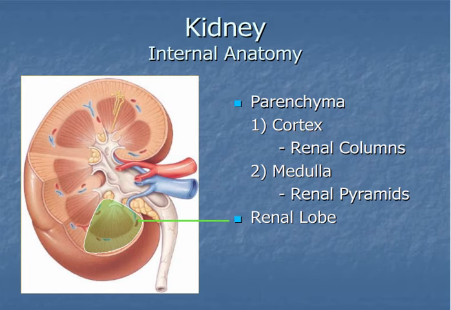Okay, then there's something called a renal lobe. A renal lobe is simply one of those renal pyramids from the medulla along with the overlying cortical tissue and the surrounding columns. So the columns plus the pyramids become the renal lobe. So each human kidney will have somewhere between 4 and 6 renal lobes.